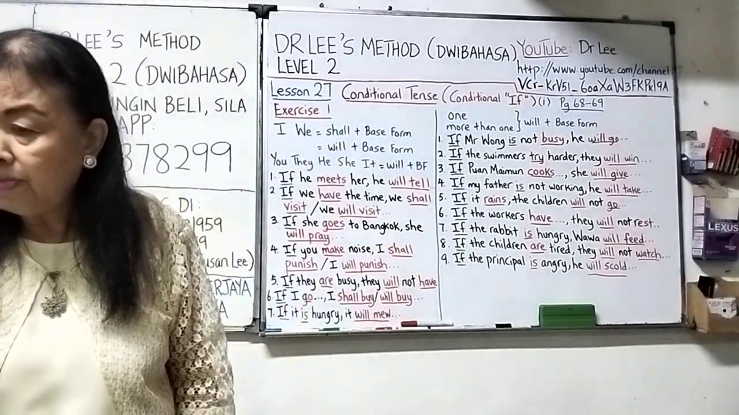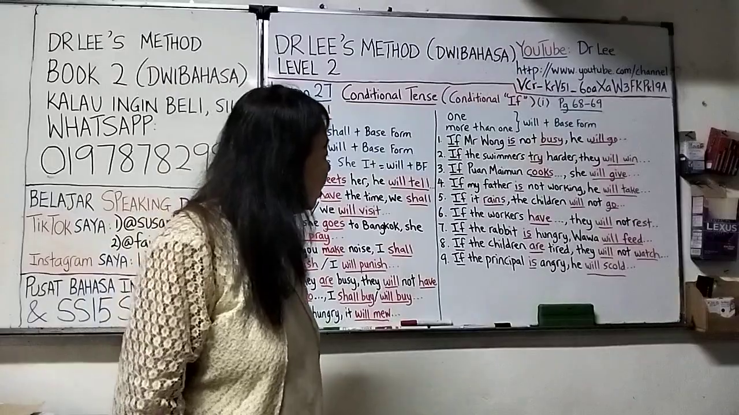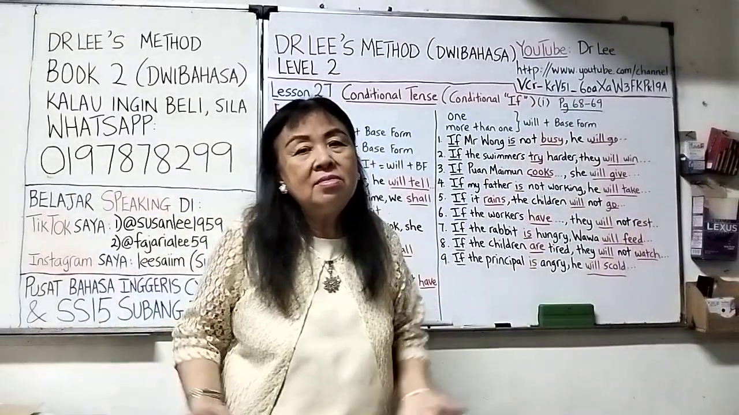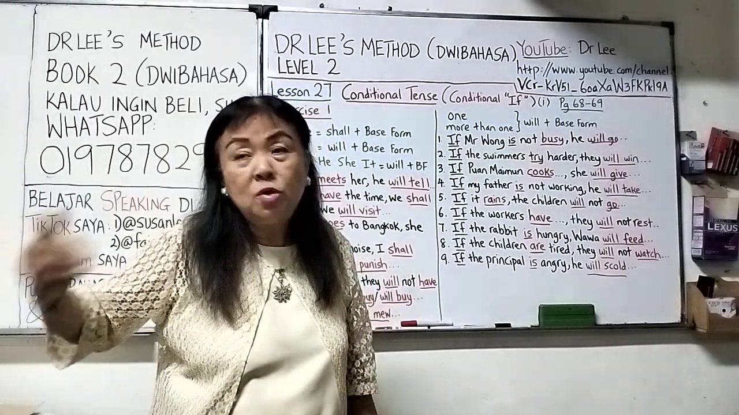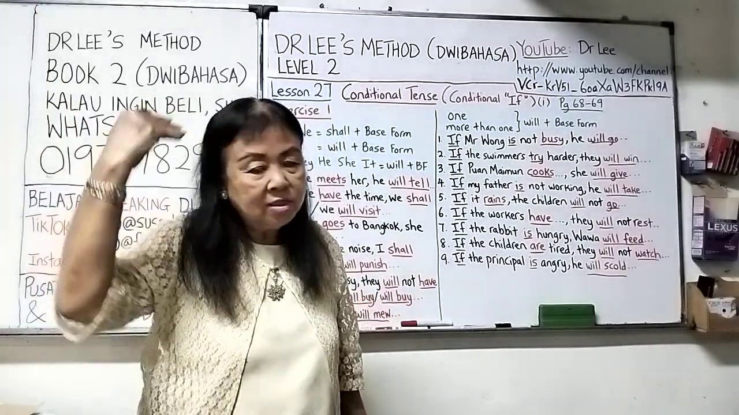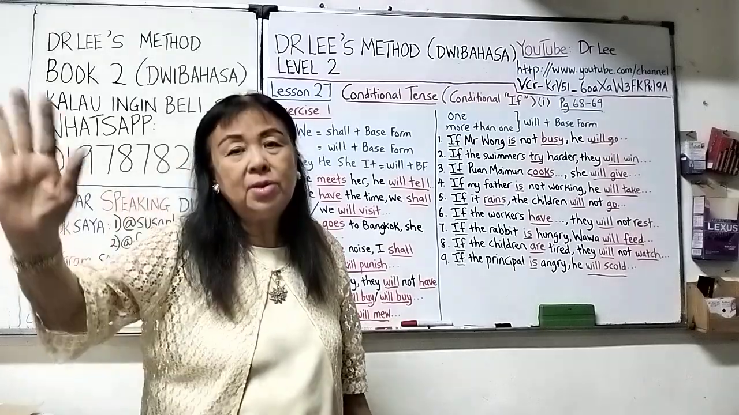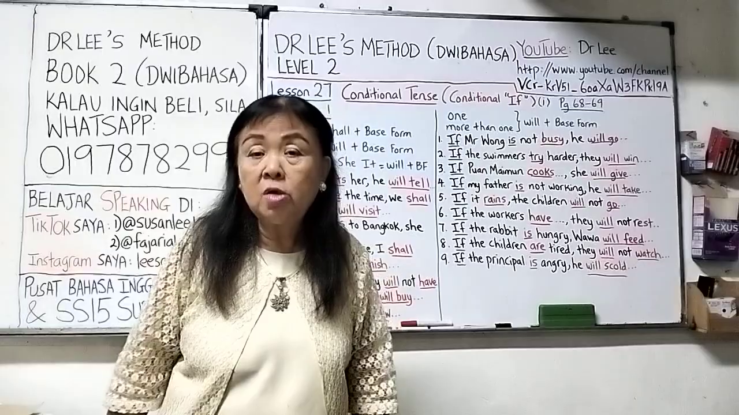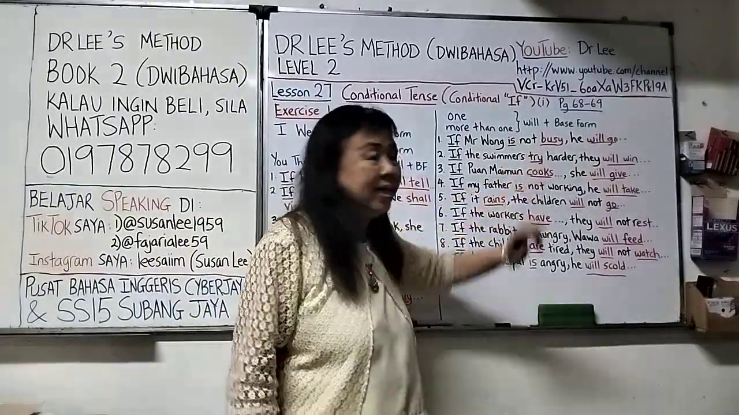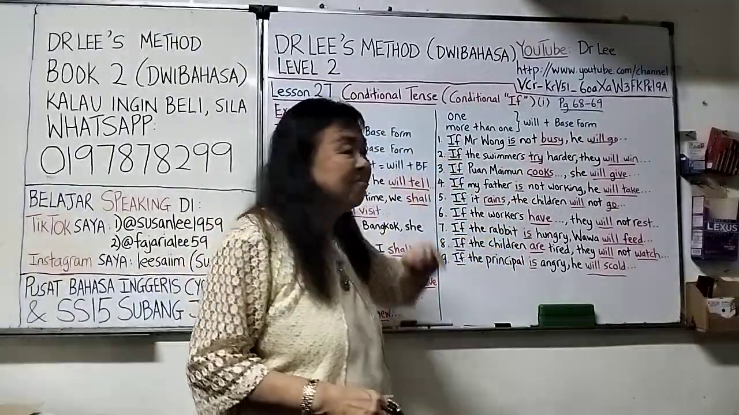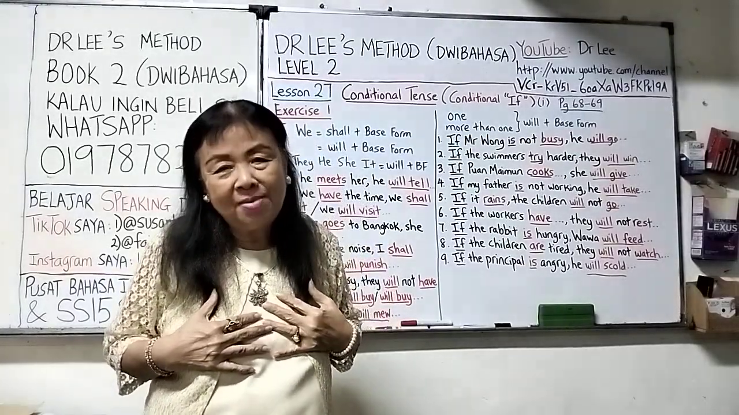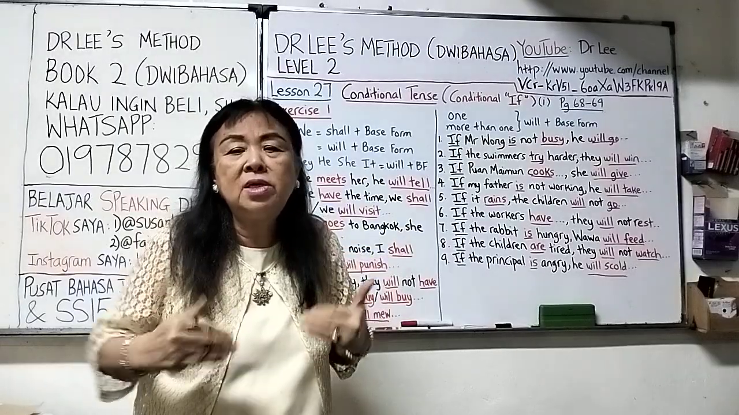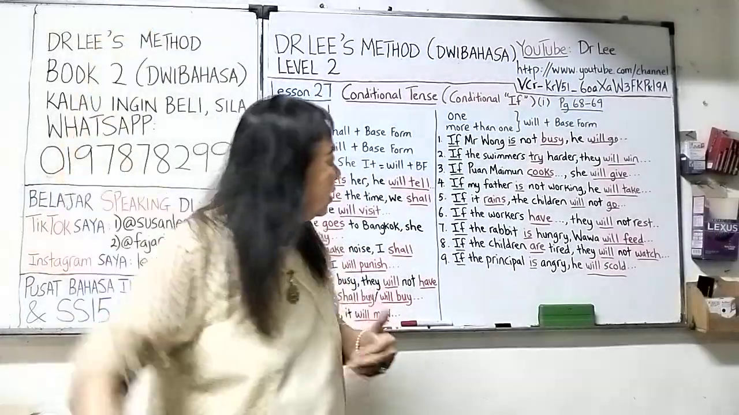If Mr. Wong is not busy, he will go fishing with his friends. So is will go. That means this is what usually happens, so we can tell the future. As long as he is not busy, he will do this. If the swimmers try harder, they will win the competition. So here try, and here if, that means we are sure it will happen. They will win the competition, or the chances that they win the competition is very high.